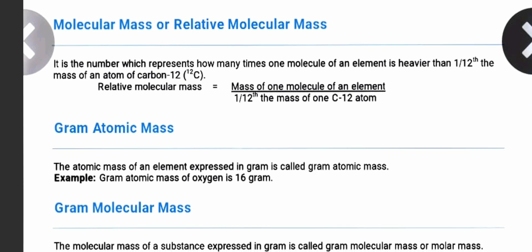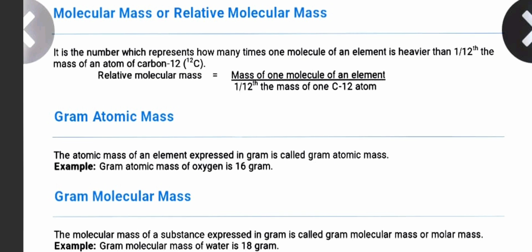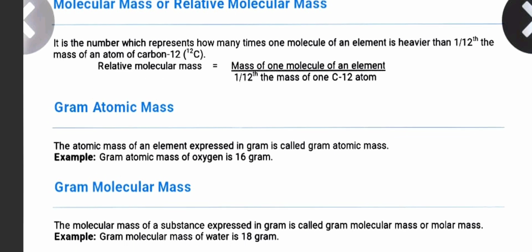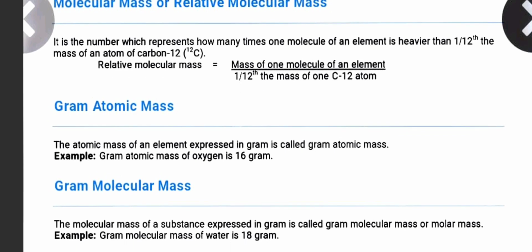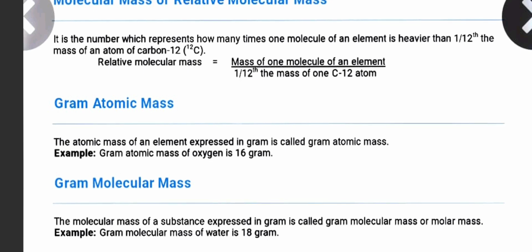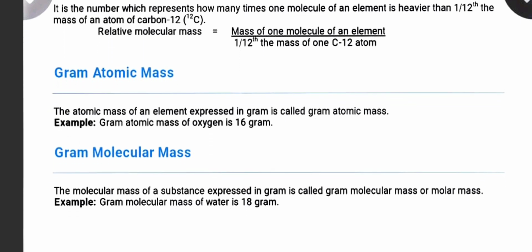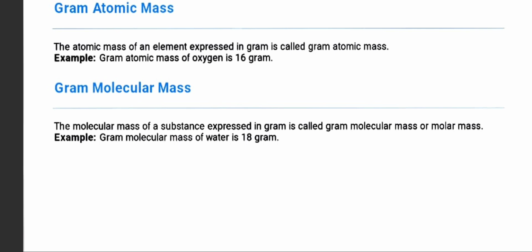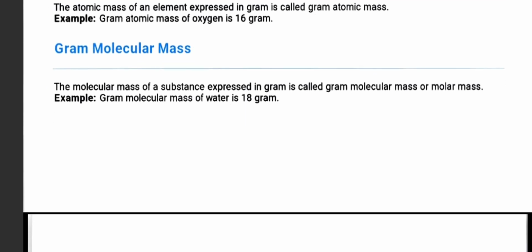So now gram atomic mass: the atomic mass of an element expressed in grams is called gram atomic mass. Example, gram atomic mass of oxygen is 16 gram. Gram molecular mass: the molecular mass of a substance expressed in grams is called gram molecular mass or molar mass. Example, gram molecular mass of water is 18 gram.